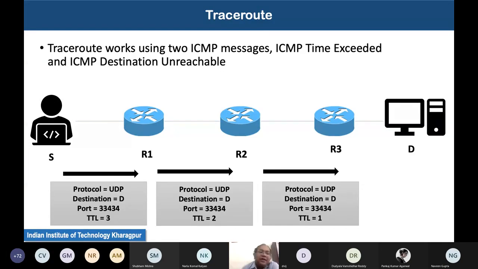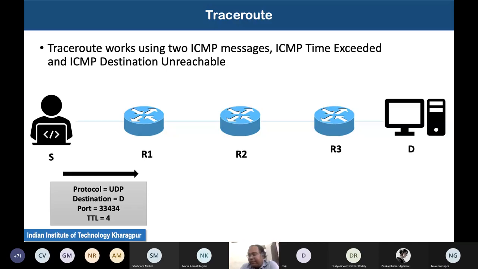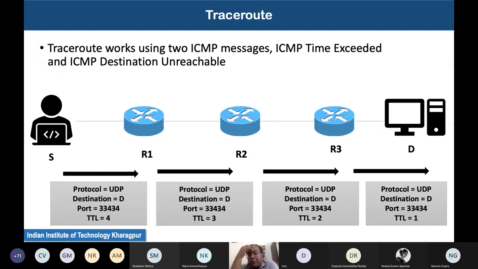Now you put TTL equal to 4, so the packet will reach D. But whenever it reaches D, it will see that this particular port is not running any UDP server, because you have just sent a random UDP packet, right? You do not know whether a UDP server is running on that particular port or not. So when that happens, meaning no server is running at the port that is mentioned, D will send an ICMP destination unreachable message. So that way you know that you have reached the final destination. That is how traceroute works, by utilizing the ICMP time exceeded message and the ICMP destination unreachable message.